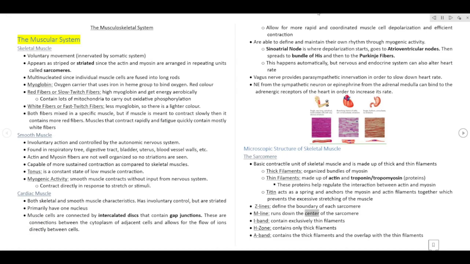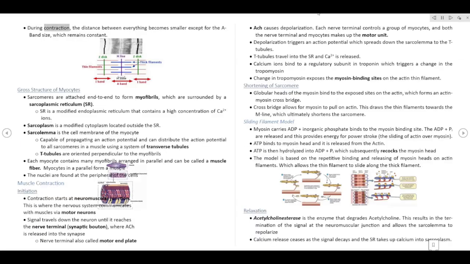The M-line runs down the center of the sarcomere. The I-band contains exclusively thin filaments. The H-zone contains only thick filaments. The A-band contains the thick filaments and their overlap with the thin filaments. During contraction, the distance between everything becomes smaller except for the A-band size, which remains constant.